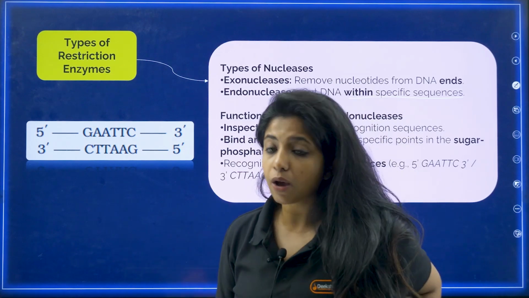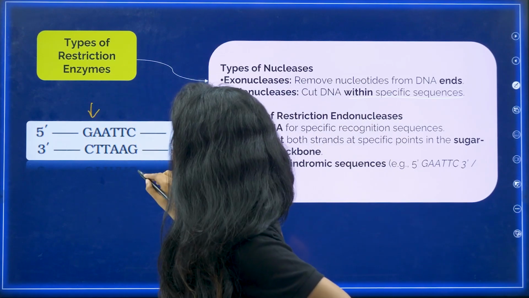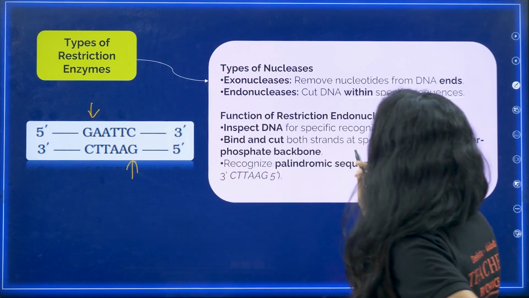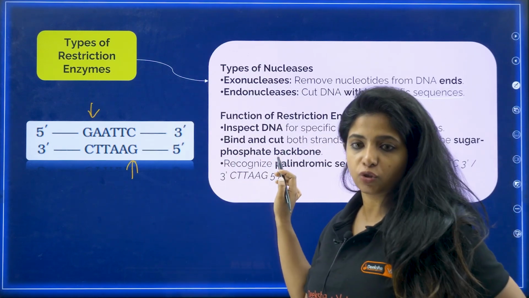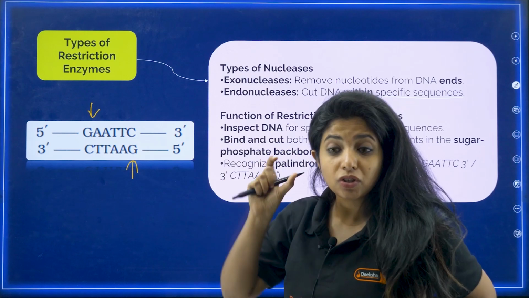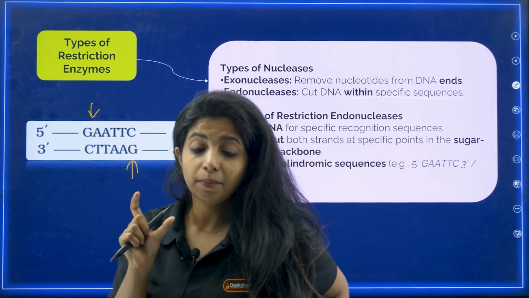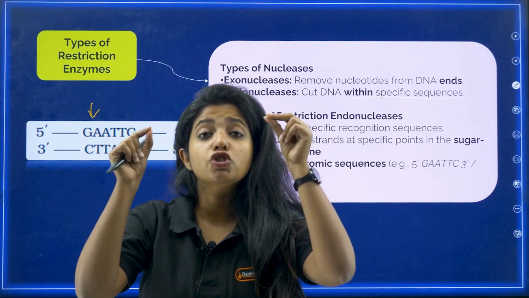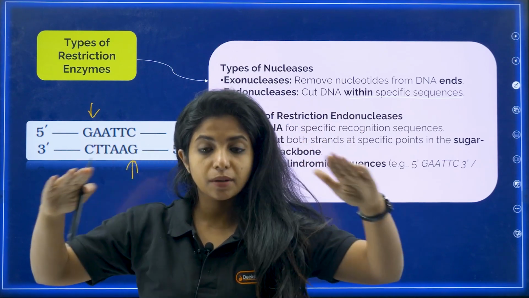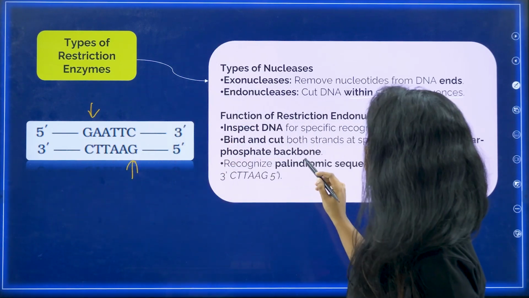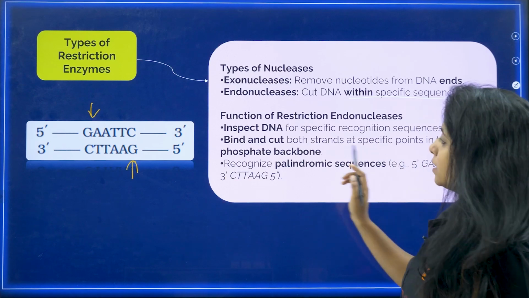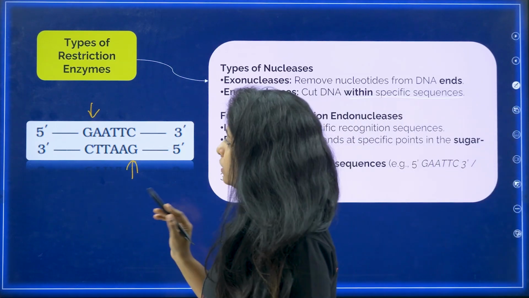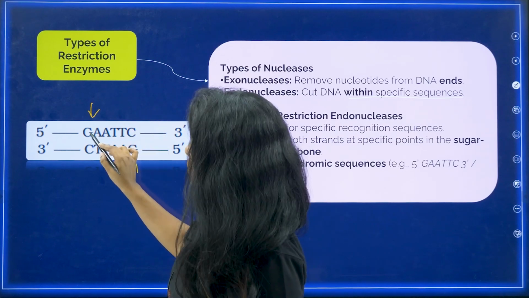Whenever the enzyme comes, it is going to make a cut over here as well as in this particular strand. That is why it is written that it cuts both the strands at specific points in the sugar phosphate backbone. Please, this piece of information is really important. Restriction enzymes inspect the DNA and cut in the sugar phosphate backbone, which is the backbone of the DNA. They recognize palindromic sequences, that is this. And if you talk about EcoR1, where does it go and cut? It always looks for the sequence GAATTC.